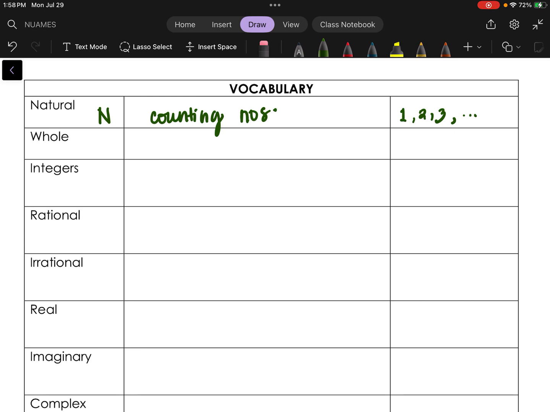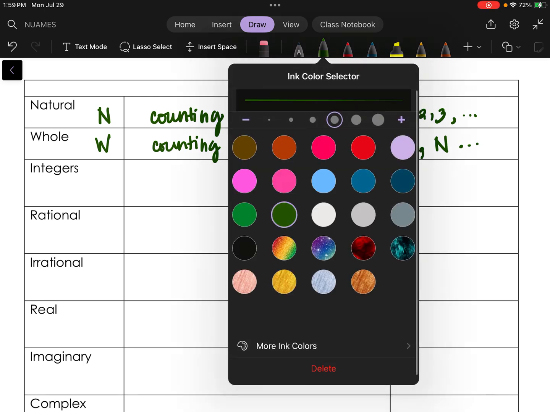And the whole numbers, denoted by the capital W, are all counting numbers. But what is something that we add here as whole numbers? That includes 0. Okay, so everything in the natural number plus 0, right? So 0, 1, 2, and so on. Okay?